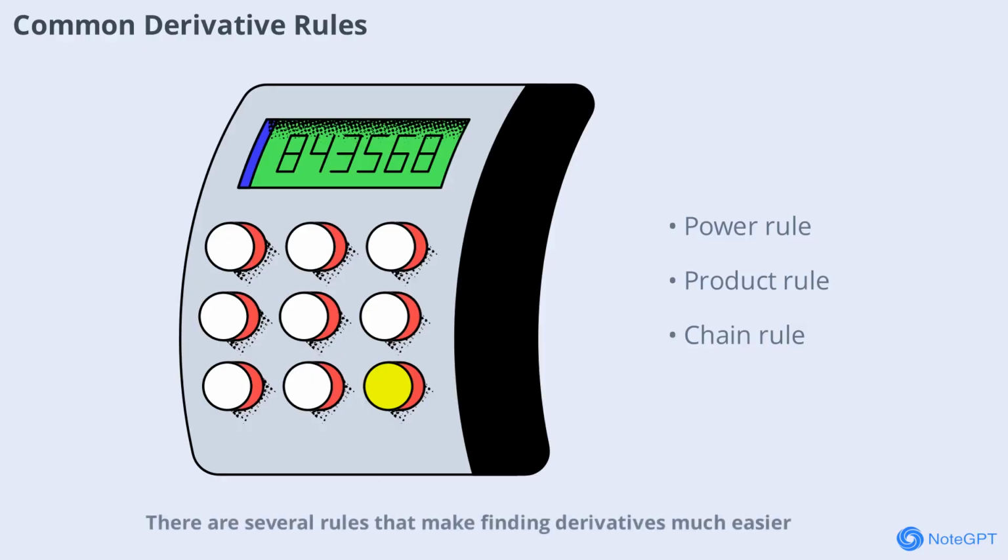There are several rules that make finding derivatives much easier. The power rule, product rule, quotient rule, and chain rule are essential tools for working with complex functions. By mastering these rules, you'll be able to tackle even the trickiest calculus problems with confidence.